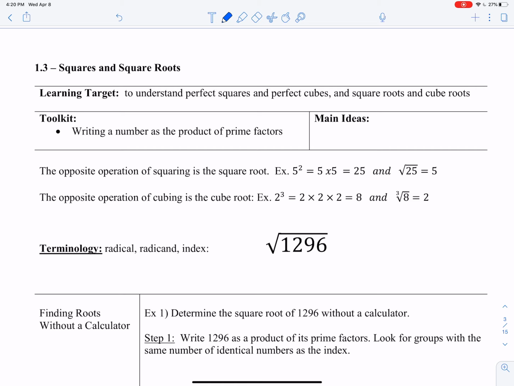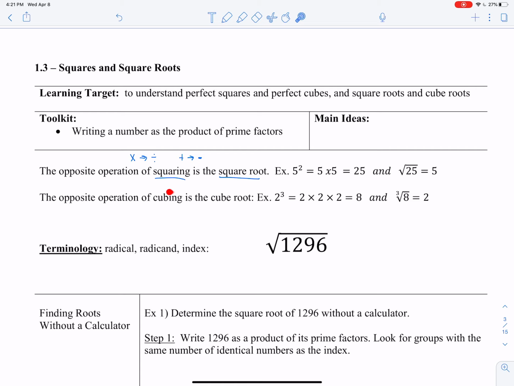So, just like the opposite of multiplication is division, the opposite of adding is subtracting. Okay? The opposite of squaring is the square root. So if we did 5 squared, what that means is 5 times 5, and the answer is 25. If we wanted to go in the opposite direction, we would take 25 and do the square root, and the answer would be 5.